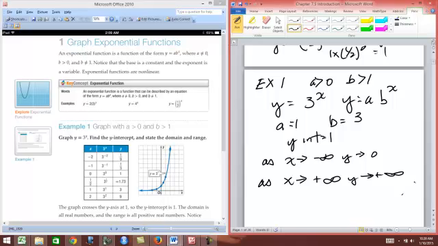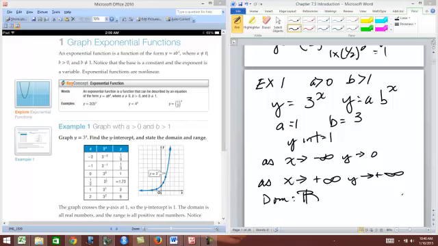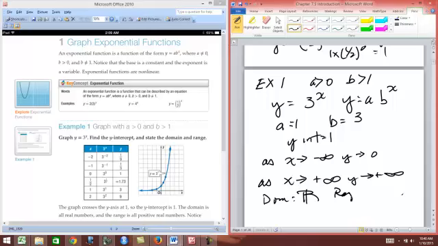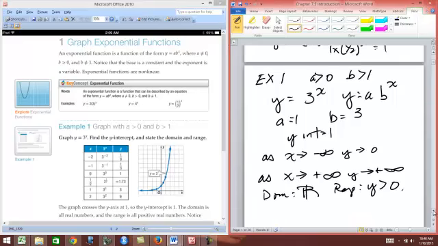So y-intercept equals 1. Domain: all reals. X goes forever to the left and forever to the right. And the range, y is greater than 0. Okay, y goes up forever, and it approaches but never reaches 0.